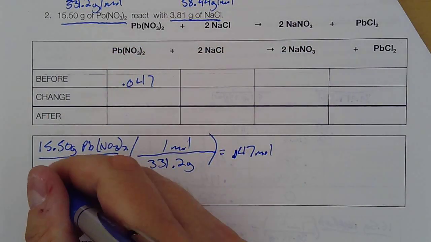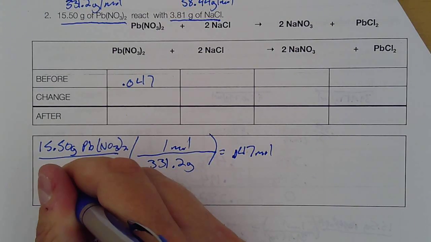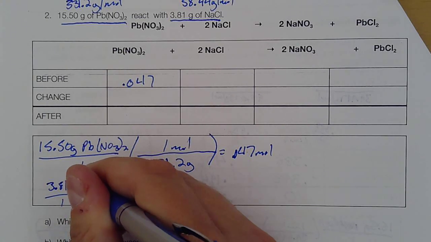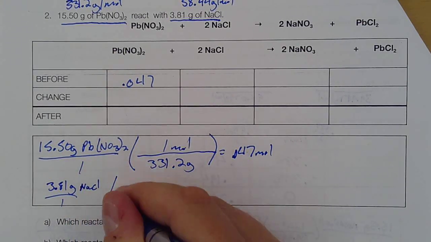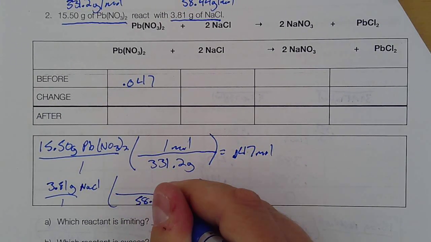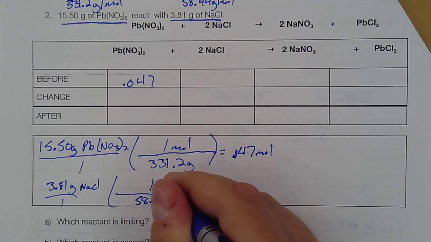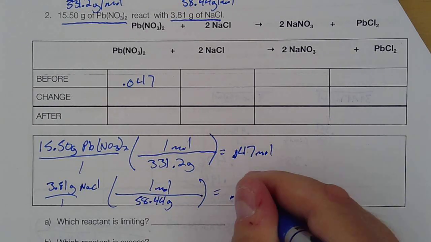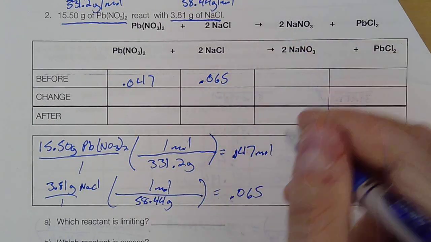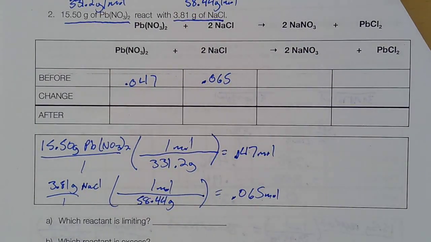That's what I have. So now I have 3.81 grams over 1, and this is for my NaCl. And for every 58.44 grams, I have 1 mole, and that ends up being 0.065. So we're going to put that up here, 0.065. That's moles. Keep our labels on there. So that's all we've done so far. We've just set the problem up. We've put in our before amounts for both of these items.